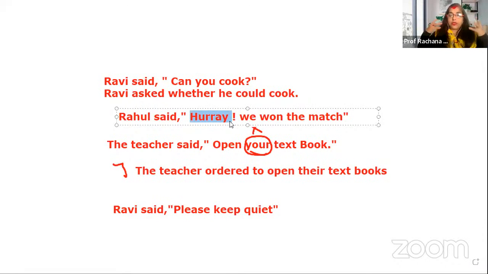It is used to express happiness. It is used to show your happiness. Hooray, we never say when we are sad. Hooray, somebody expired in the house. We never say, right? Hooray is always an expression which is used to show your happiness, extreme pleasure or happiness. So you have to use those words and then write it. Okay, so who will try? I can't see the chat box again.